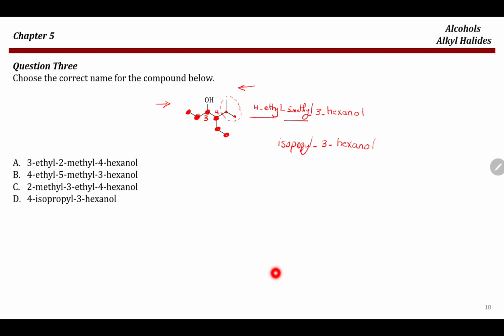Since this naming includes two branches, whereas this one includes only one branch, then this is going to be the correct name. So it's going to be 4-ethyl, 5-methyl, 3-hexanol, which is B. So always make sure if you have 2 chains with the same length to choose the one with more branches.